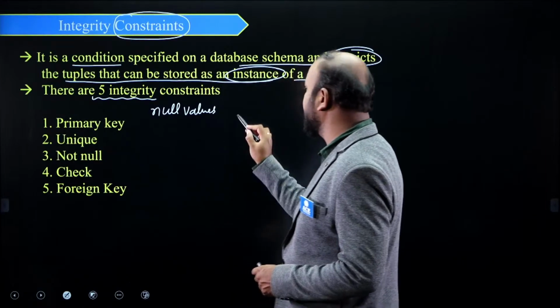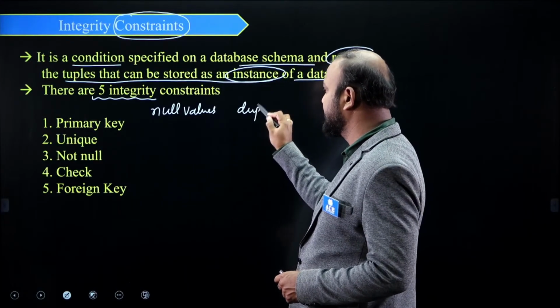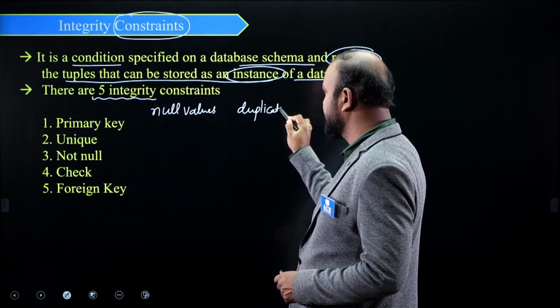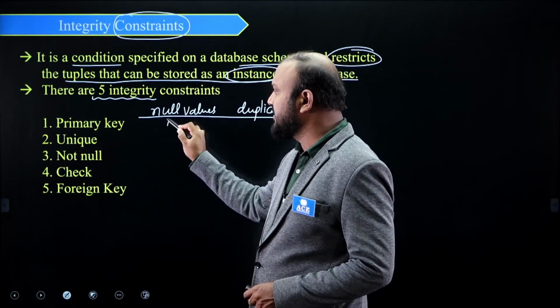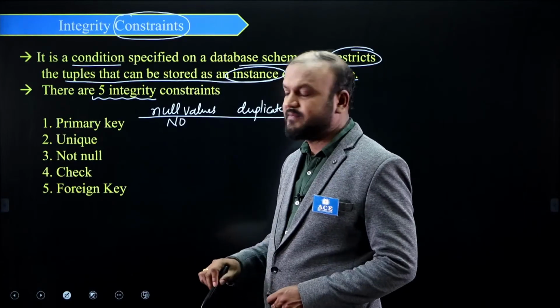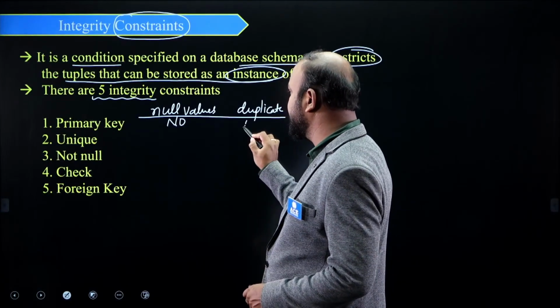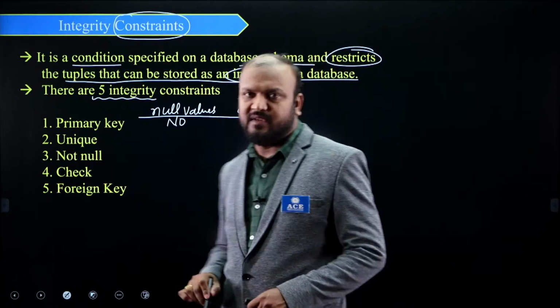Does this primary key allow duplicates? Duplicate values. Does this primary key allow null values? A primary key will not allow null values. Does this primary key allow duplicates? No. So what exactly is the meaning?